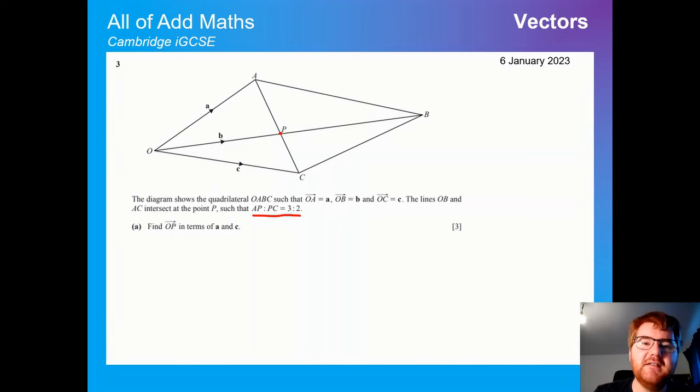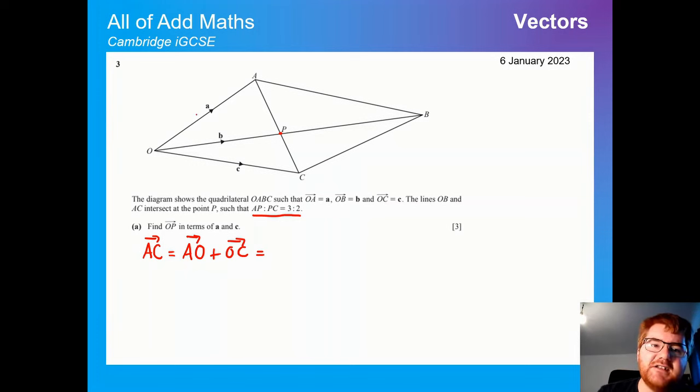Now we need to find the vector OP in terms of A and C. We can't go directly, we'll need to go around. So the first thing that we're going to work out here is the vector AC. So we're going to work out the indirect route to go from A to C. Well, to go from A to C, we go from A to O and then O to C. So I'm going to write that in nice and clearly. So A to O and O to C. Well, what's that equal to?